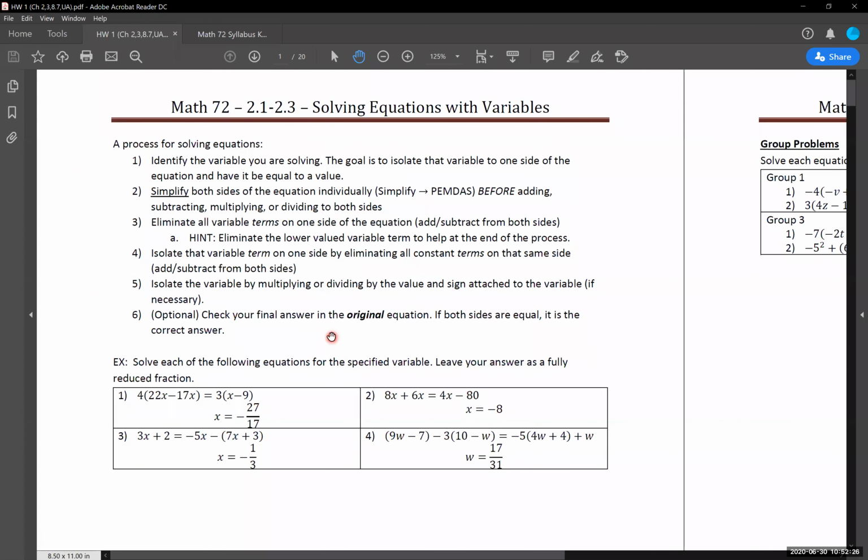So our first classification, I'm going to zoom in here a little bit to make the text a bit larger, is a conditional equation. These are probably the more common ones that we work with. Its raw definition is an equation that is true for one or more values of the variable and false for all others. What this means for us in terms of linear equations is that there is one solution.